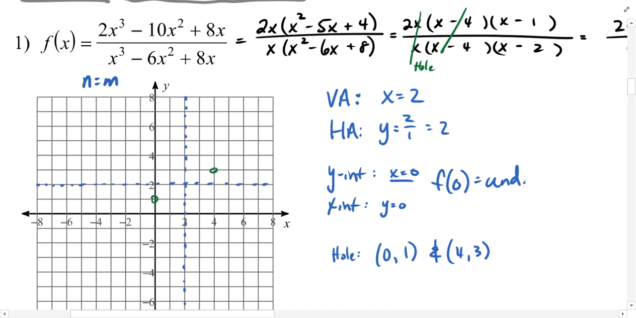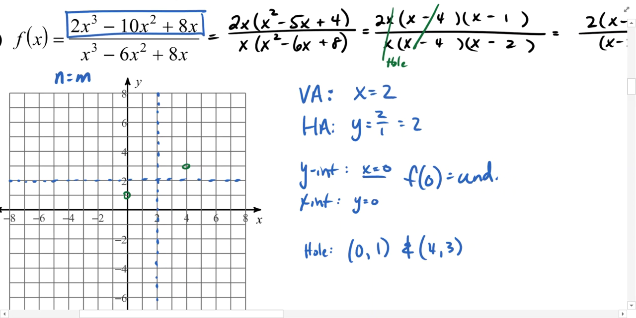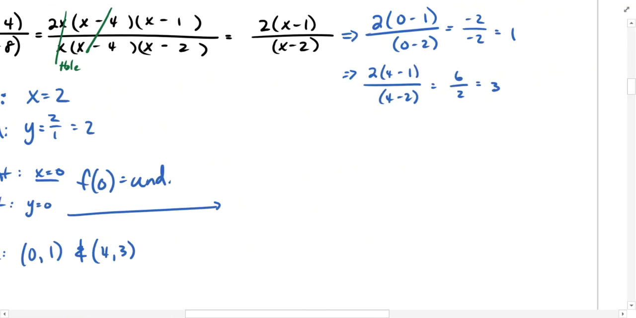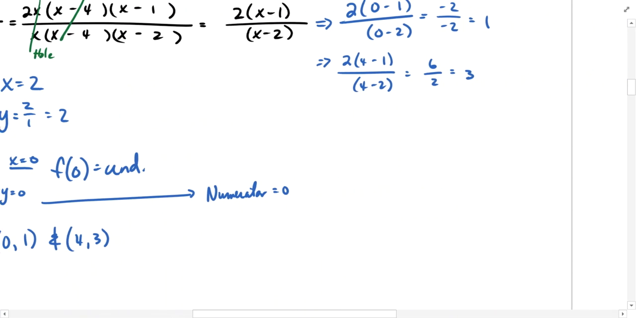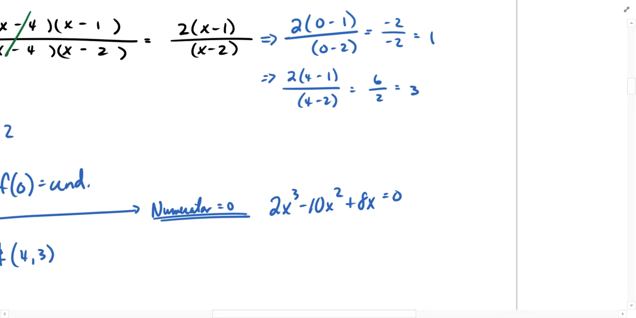And the only time that the polynomial will equal 0 is if the numerator, I'm sorry, I keep saying polynomial. The only time that the rational function will equal 0 is if the numerator equals 0. So I'm kind of running out of room here, so I'm going to jump off to the side. And I'll make a note that I'm looking for my x-intercept when the numerator equals 0. And that's essentially when 2x cubed minus 10x squared plus 8x equals 0.